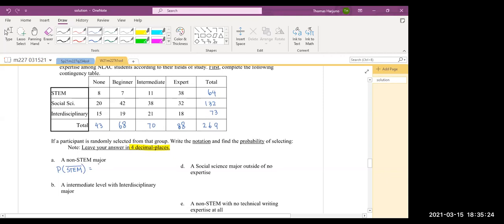Let me just do it this way. This is 1 minus probability of STEM. That's 1 minus 64 over 269. That's 0.23792. So I get 0.76208. I just need 4 decimal places, 0.7621.